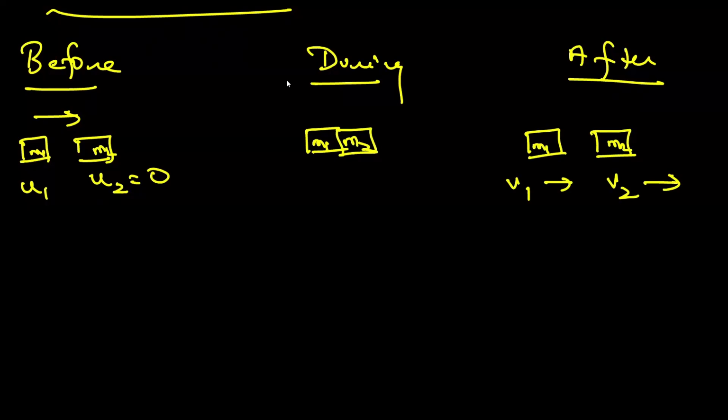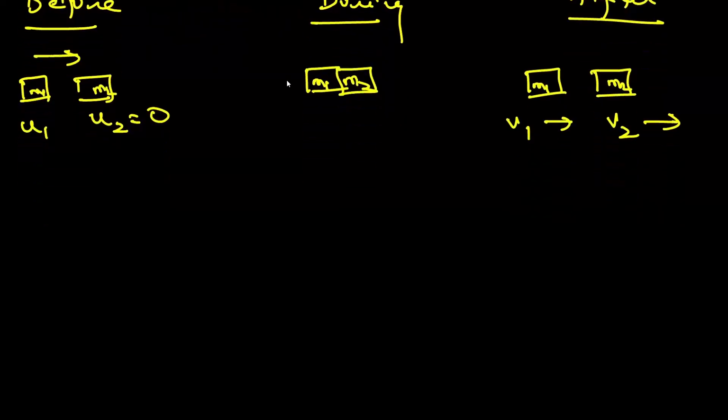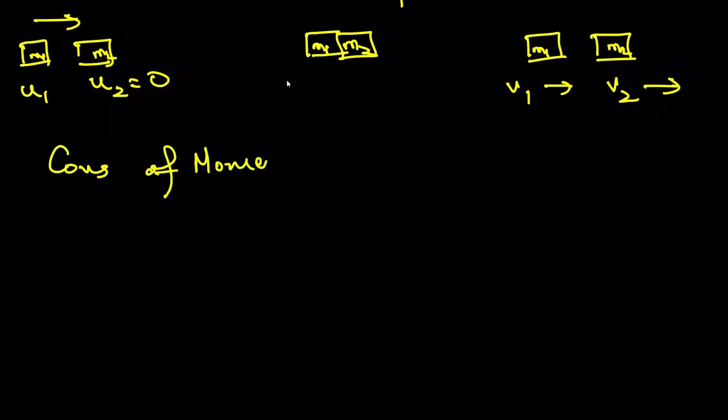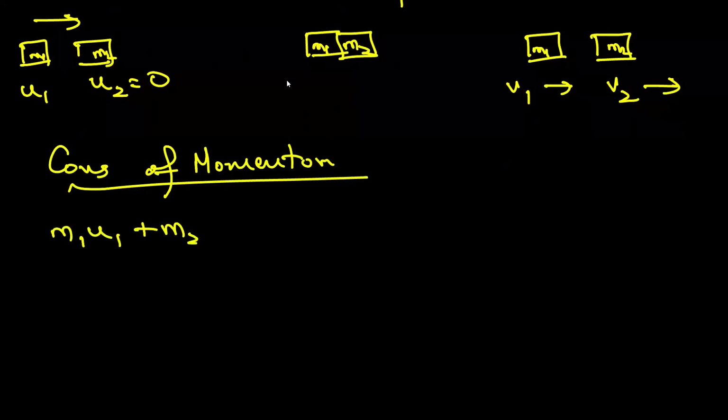Again, if you remember, how did we start the previous derivation? We wrote something called conservation of momentum. Same thing we do here also. So write that in, conservation of momentum, and underline it. Same concept. M1 U1 plus M2 U2. The explanation of this is in the previous video itself. Same concept, it will be equal to M1 V1 plus M2 V2.